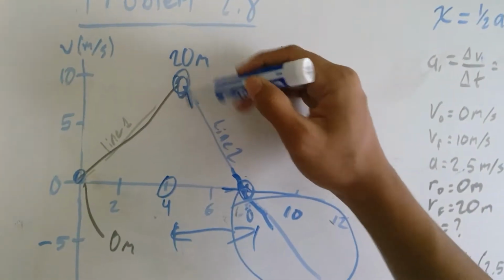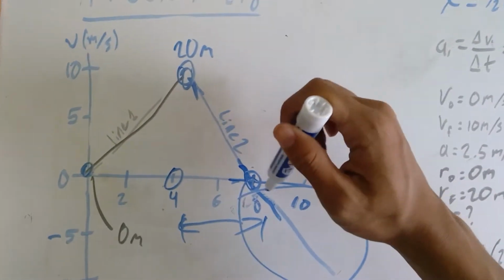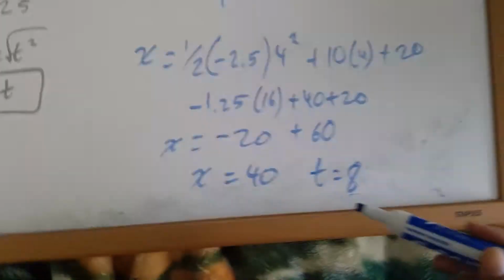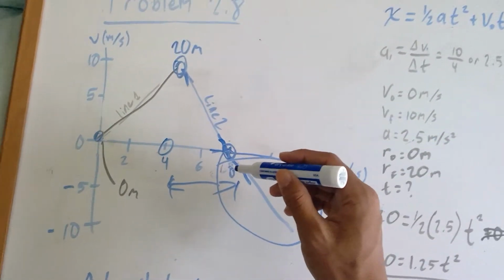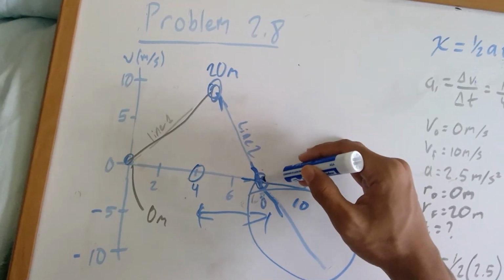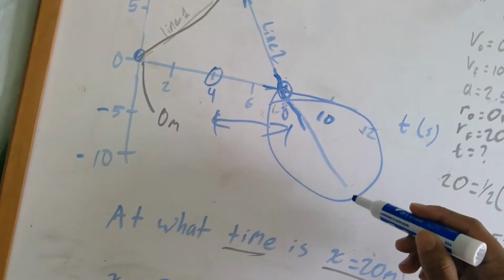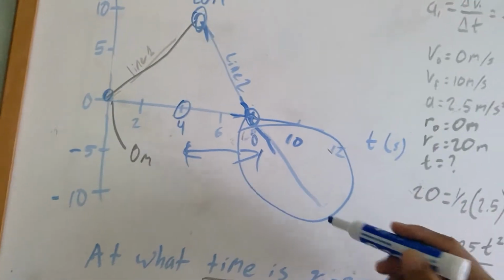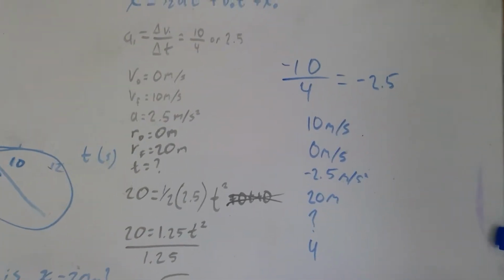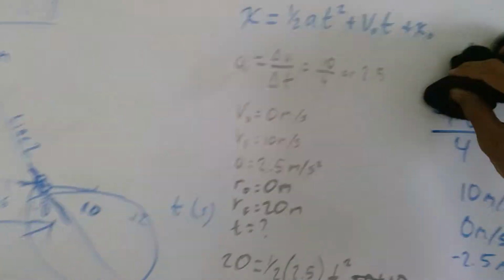meaning x is equal to 40 at t equals 8, because it starts from here to here. That's 4 seconds, plus another 4 seconds would be 8 seconds. So we know at this point x is equal to 40. And now what we need to find is at what point x is equal to 20 again from down here. So what we'll do is find the math of it.